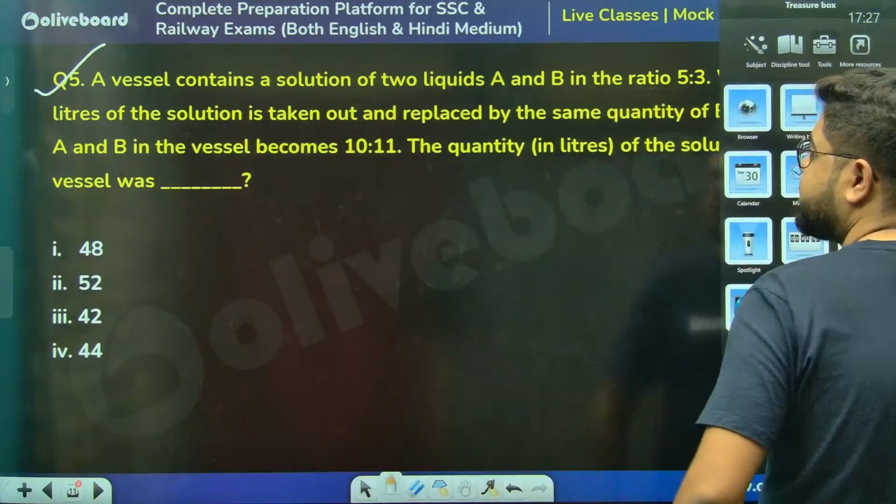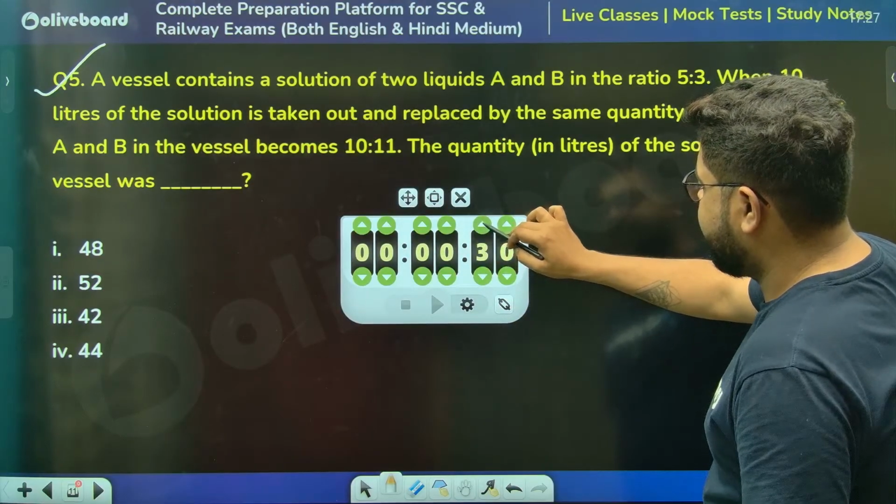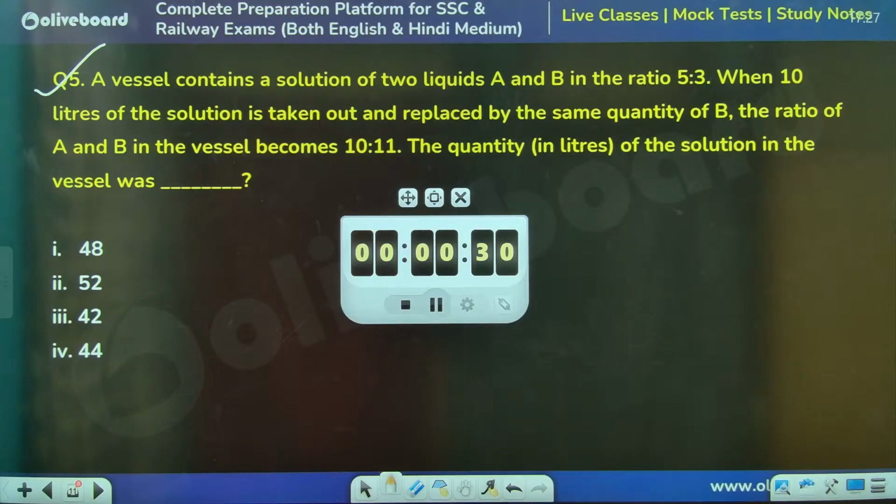Next one, sir. Mixture alligation. Replacement type question, sir. जल्दी से sir, 40 seconds. Very, very quickly, please solve. Replacement type question, good one. Very good one.